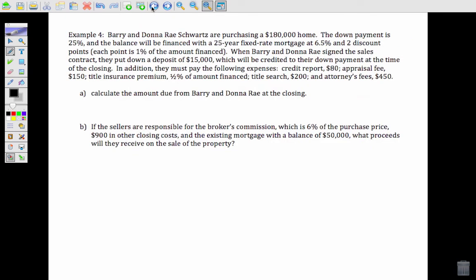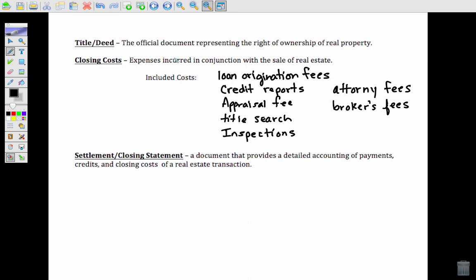So if you want to go back then to this part of your packet where it says title deed and closing costs, settlement and closing statement. When you buy or purchase a home or land of some sort, you have to close on it, and that's when it actually becomes yours. You become the owner. These are all the fees and the charges that go along with that. Sometimes you have to pay them. Sometimes the person that is selling will pay. It all depends on how it's all written up.